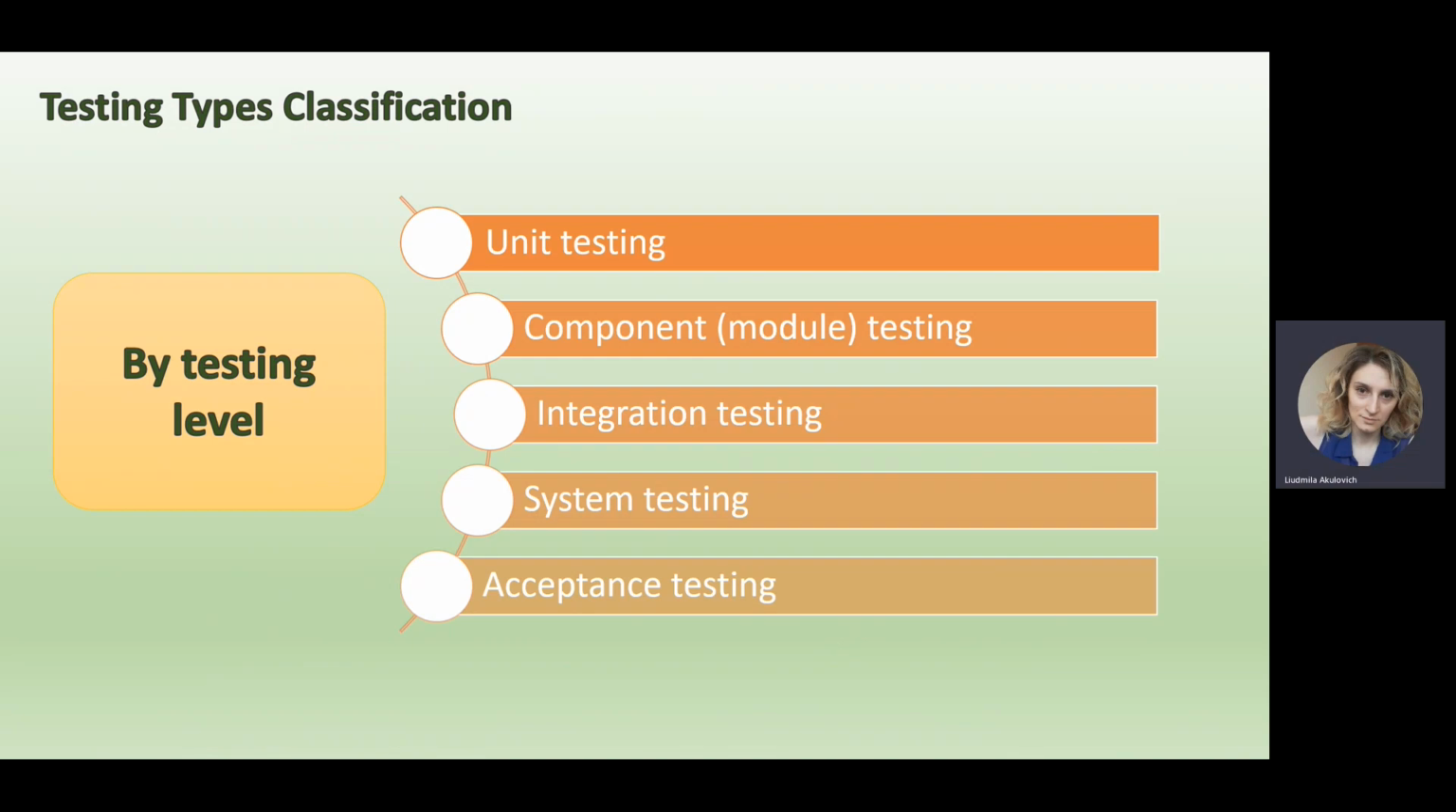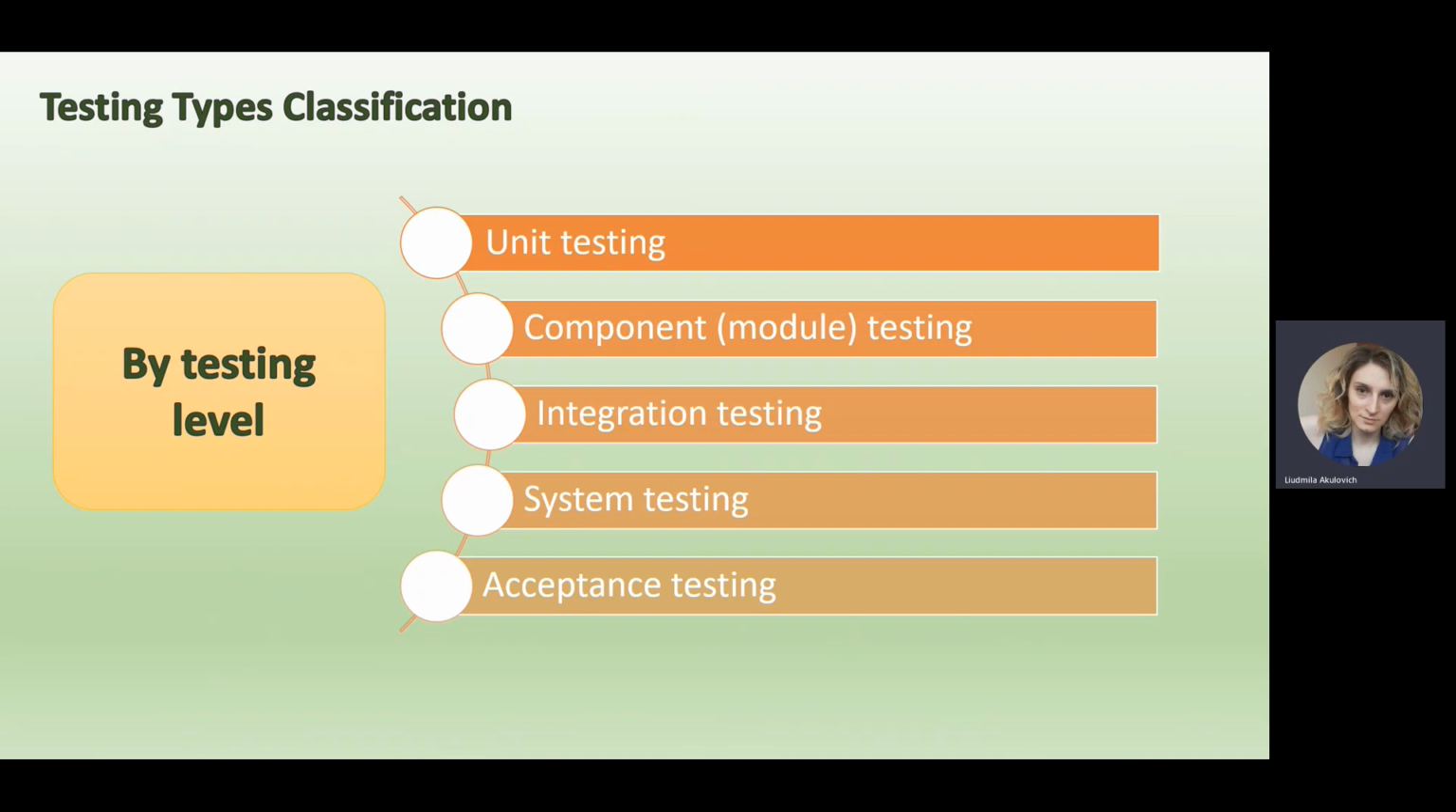One more classification, by testing level, you can see on this slide. This is unit, component, integration, system, and acceptance testing. These are kind of stages of testing according to parts of the application. So unit testing, that's testing specific lines of the code, is usually performed by developers. So they're just checking the lines of the code.